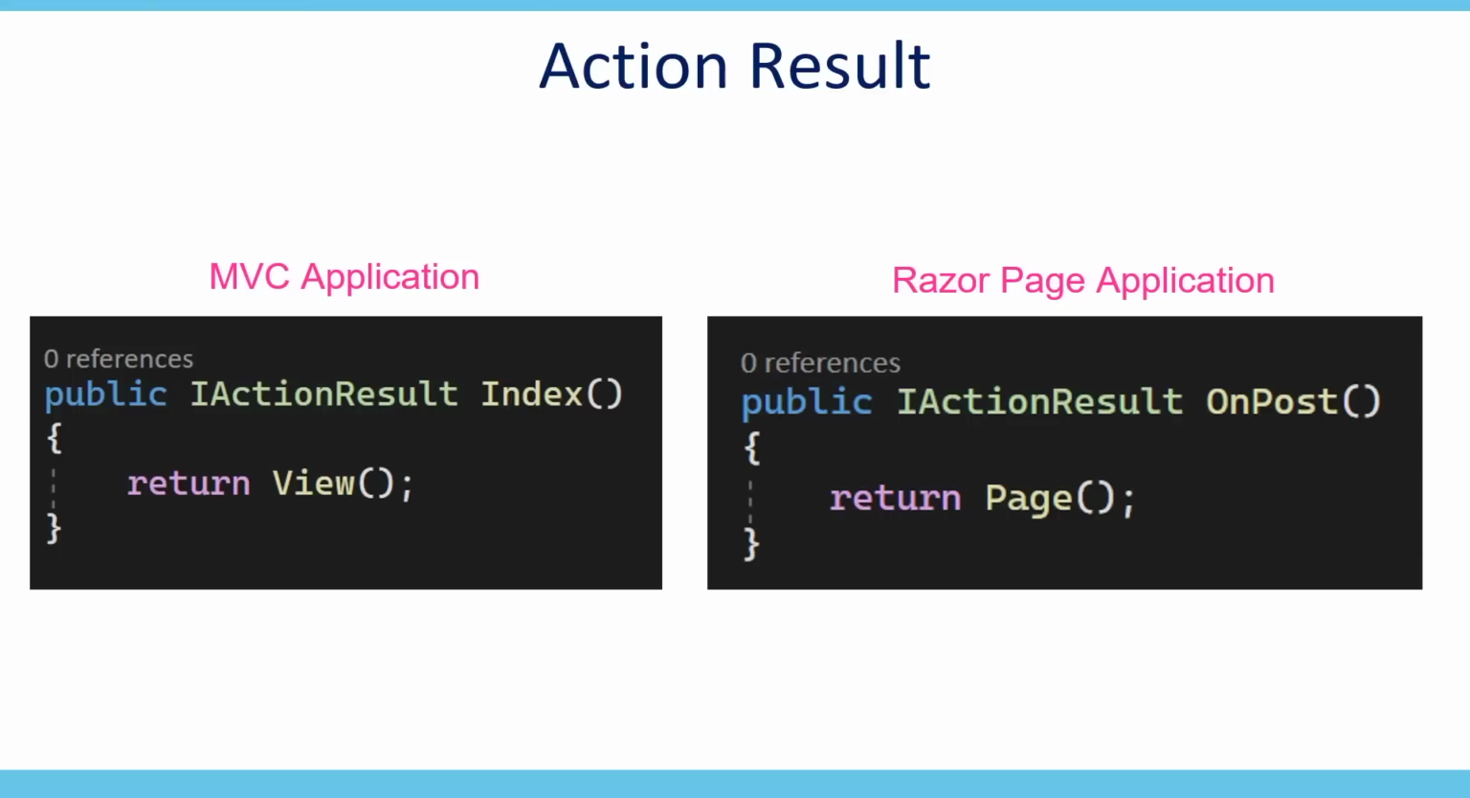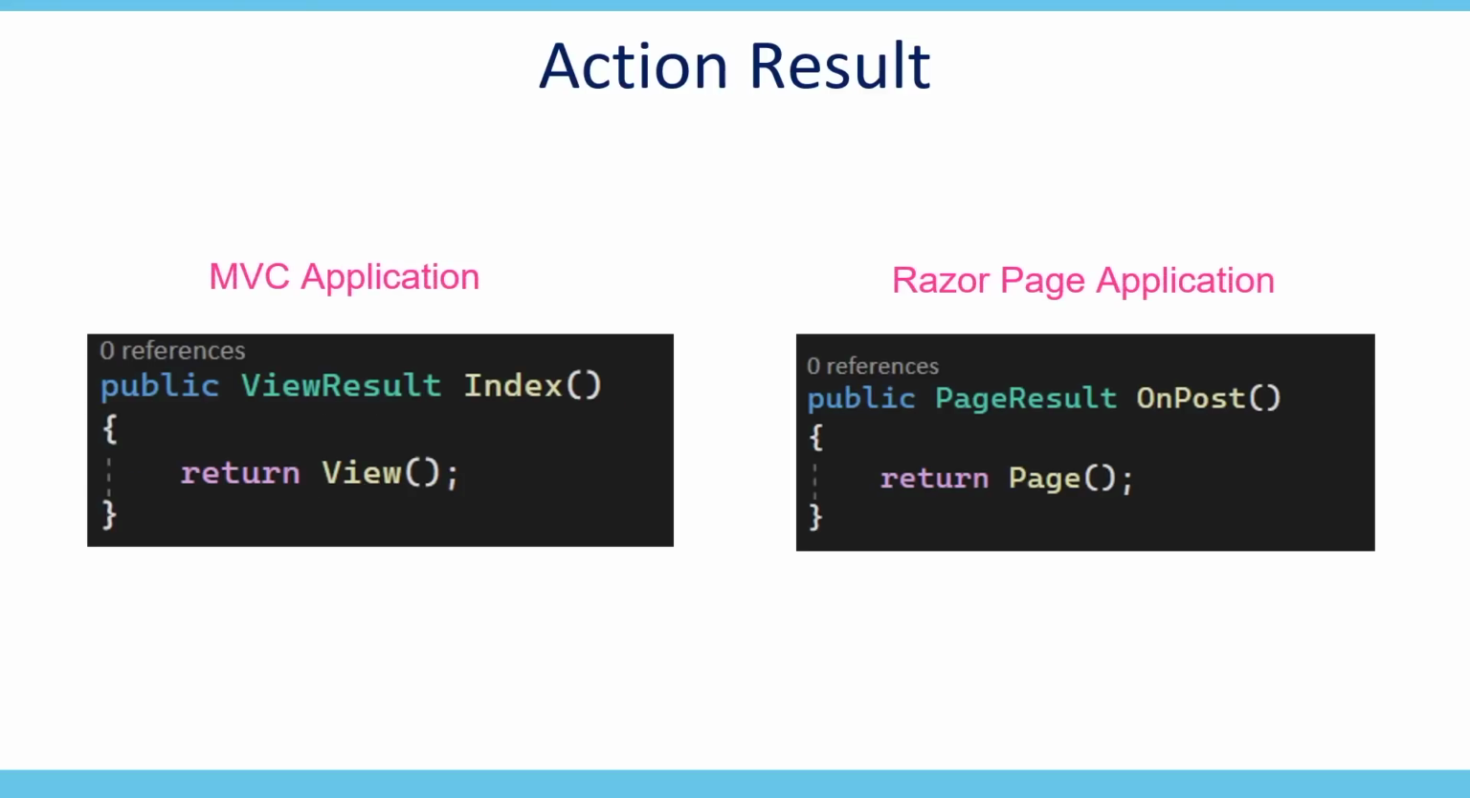IActionResult is a generic type that implements all of the other return types. Now, if you want to be explicit about the return type in both of these cases, then that would look something like this. If the return type is View, you can write ViewResult, but in Razor Pages, when we return the page, you can write PageResult.